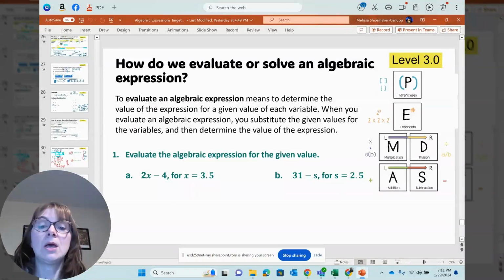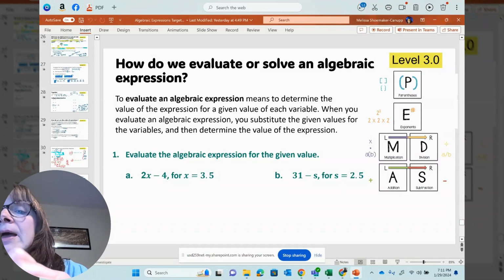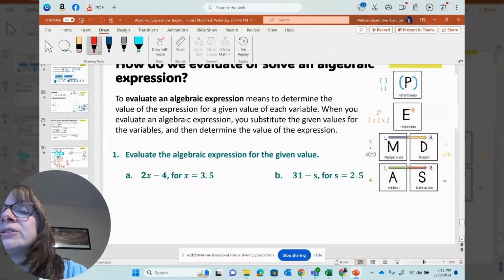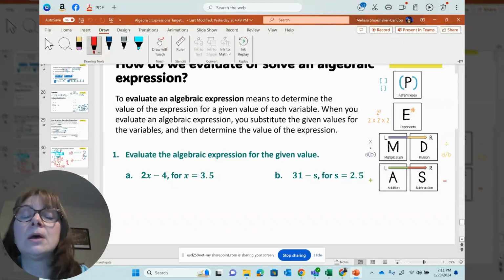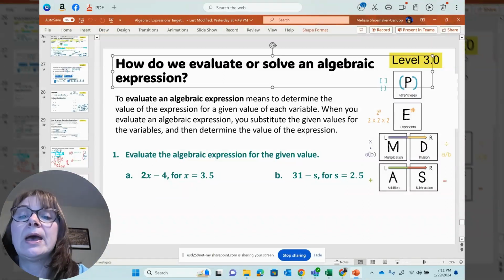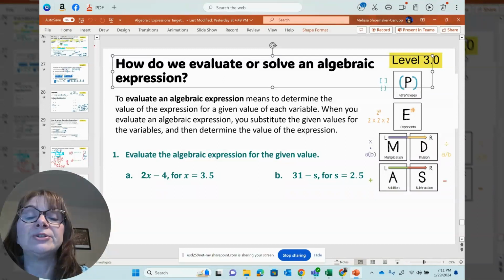Now, my numbers are different than yours, so I need you to be careful. I would first just watch what I do, okay? And then take it from there. How do we evaluate or solve an algebraic expression?